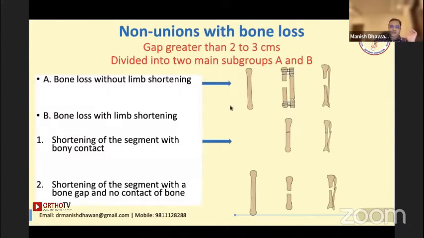Now, coming to bone loss, Catagni has described bone loss with limb shortening and without limb shortening. So you just compress it. Shortening with a fragment: you do the compression and do the corticotomy. And shortening with a segment, with a bone gap and no contact of bone, you can do the transport.